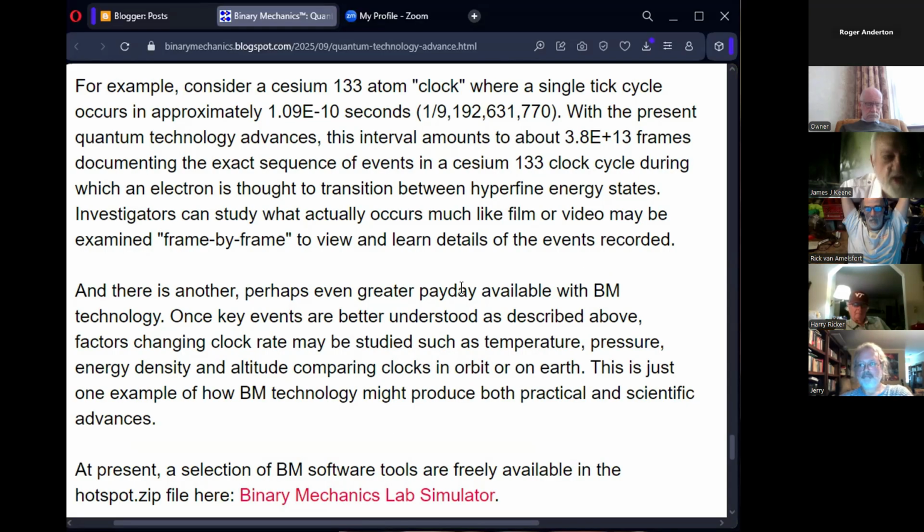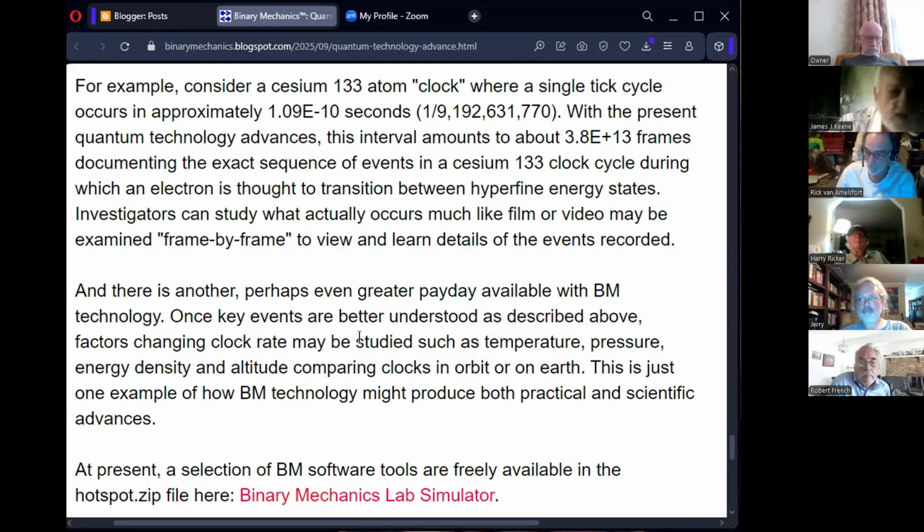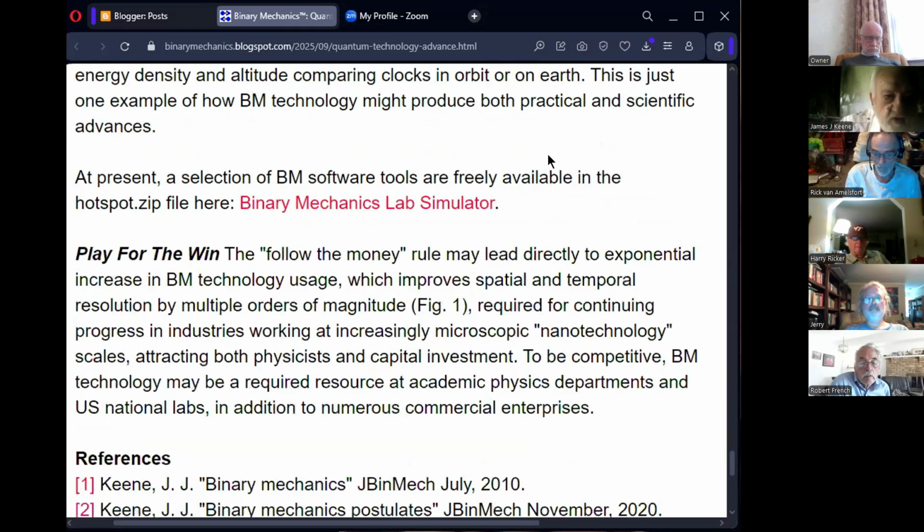In addition to understanding and studying the process, we can then do experiments as to what changes the process and learn a great deal. This is just one example of how binary mechanics technology might produce both practical and scientific advances. At present, a selection of BM software tools are freely available in the zip file which one can download with this link. Play for the win.